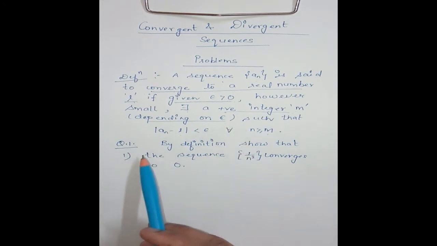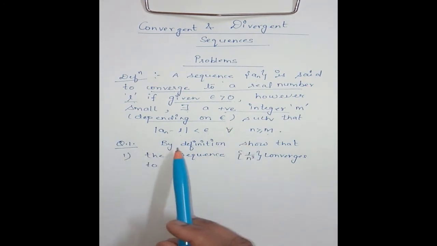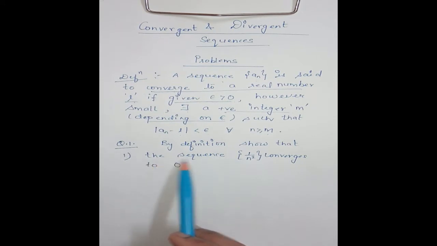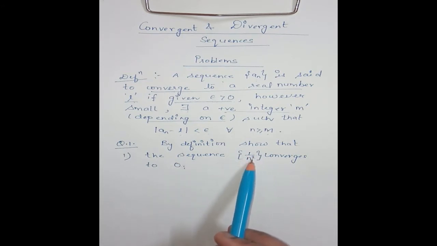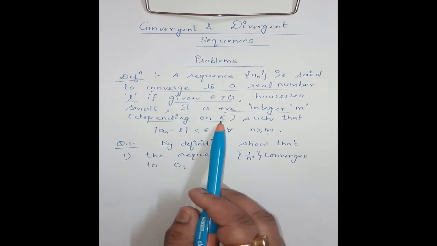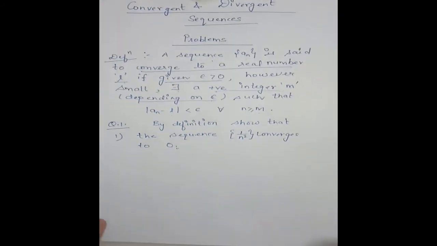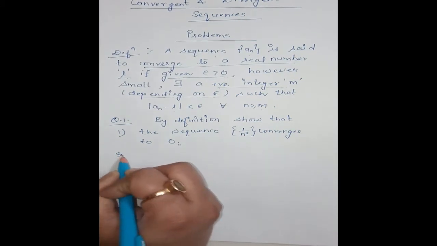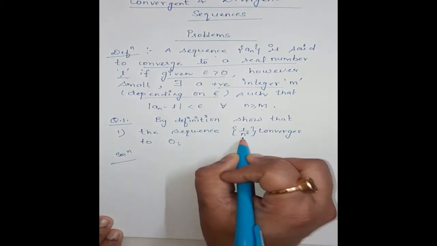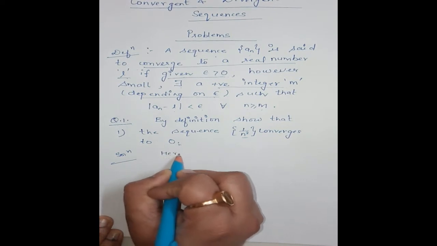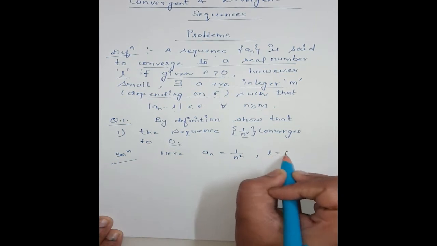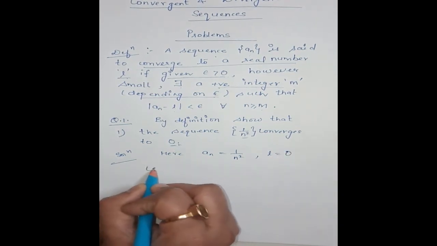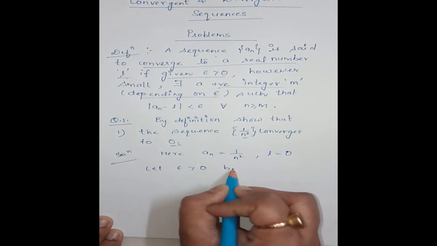Now, coming to the problems, the first is: by definition, show that the sequence 1/n^2 converges to 0. We want to show that this sequence with nth term 1/n^2 converges to 0 using the definition. Let us solve this. Here a_n is 1/n^2 and the limit L is 0. Now let epsilon greater than 0 be given.